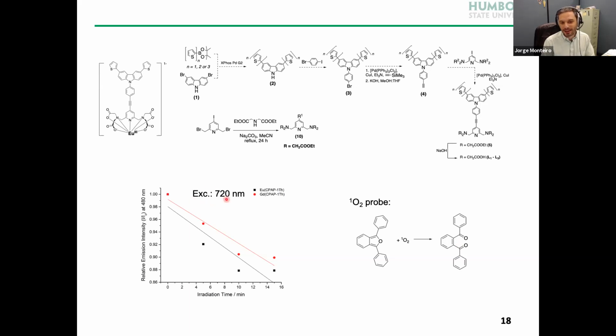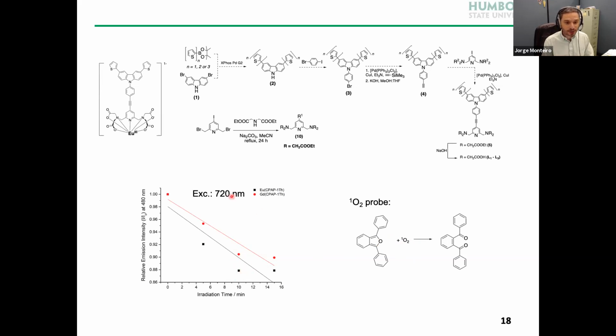Exciting the sample at 720, what you can see here is a decrease in the emission of this compound. So that proves that, yes, we can generate singlet oxygen using 2-photon and allow here an intramolecular energy transfer and get this going. It stops at 10 minutes because you completely saturated the oxygen in the solvent. So there is no more oxygen to generate singlet oxygen, and that's why you plateau here.